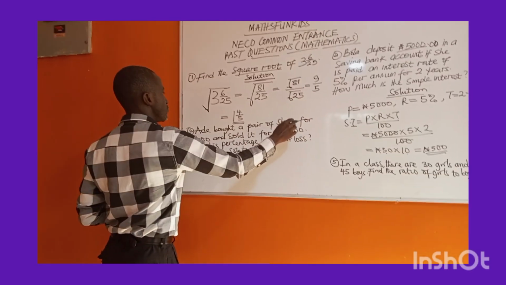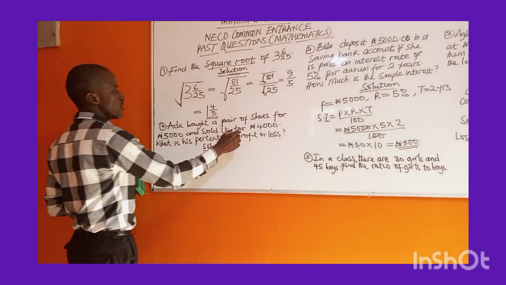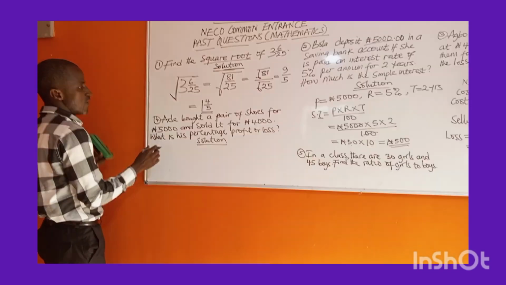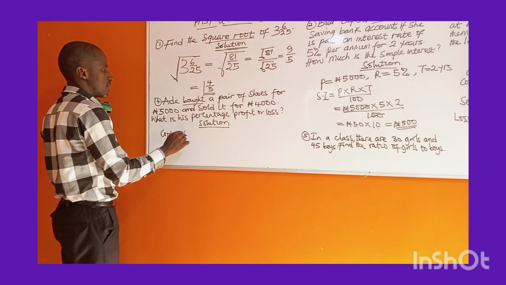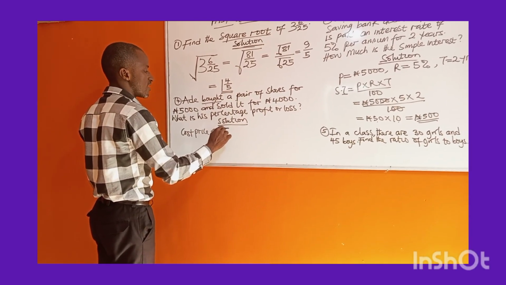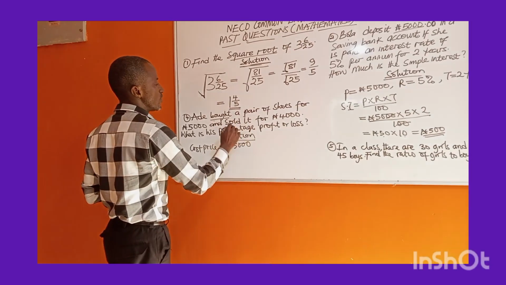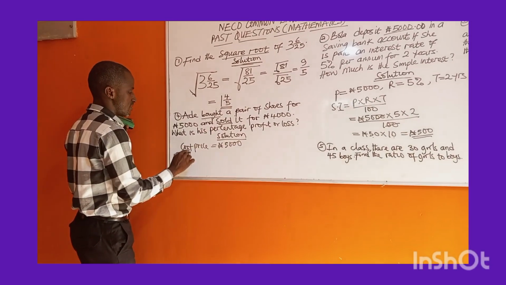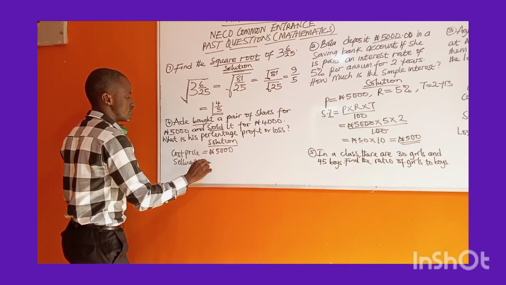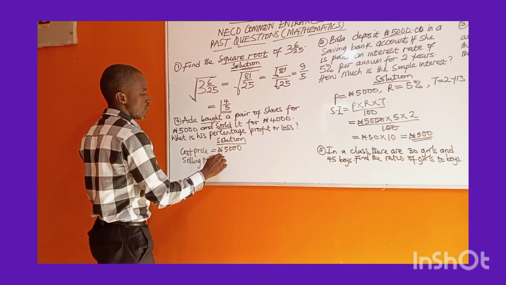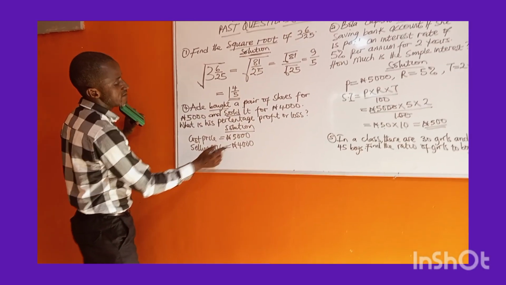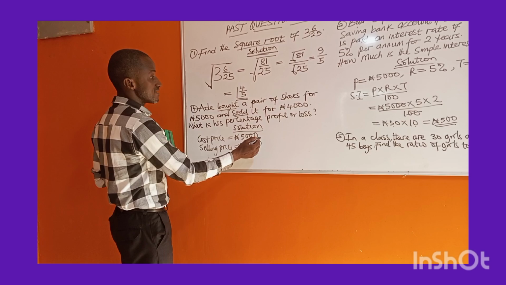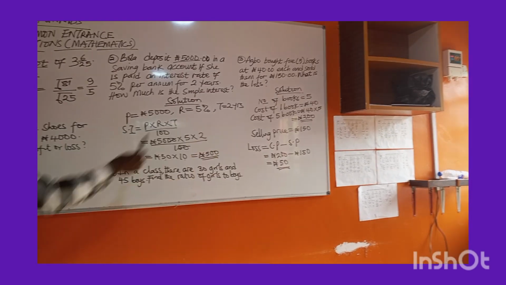Ade bought a pair of shoes for 5,000 naira and he sold it for 4,000 naira. Now we can see something here. He bought, that is the cost price. The cost price is 5,000 naira. And he sold it, so that is the selling price. He sold it for 4,000 naira. Here the selling price is less than the cost price, just like what we had before.